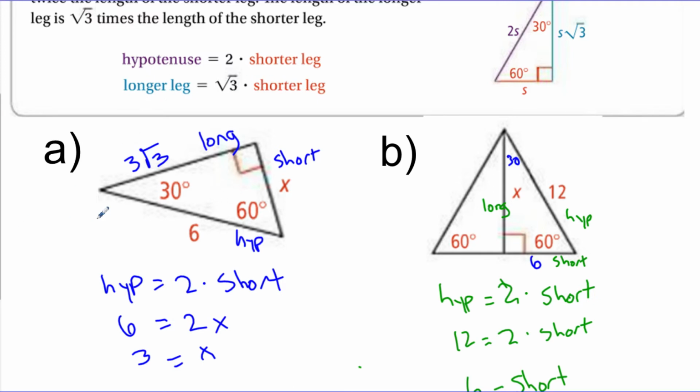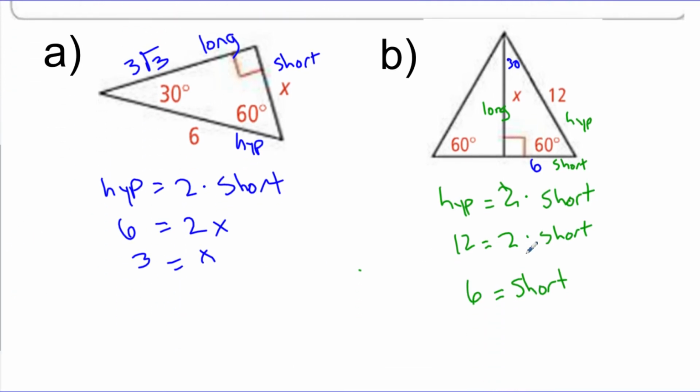I need to know what the short leg is before I can use this rule to figure out what the long leg is. So now that I know the short leg is 6, let me write down the rule that says the long leg is equal to the short leg times the square root of 3. Now that I used the hypotenuse short leg rule to find the short leg, I can plug in 6 square root of 3, and that equals the long leg, which is what they called x. So I know that this is 6 square root of 3.